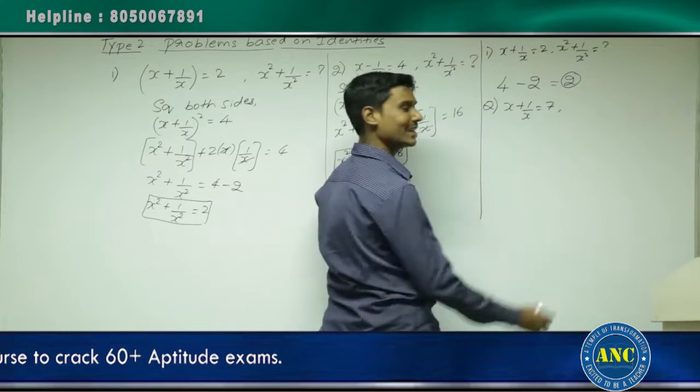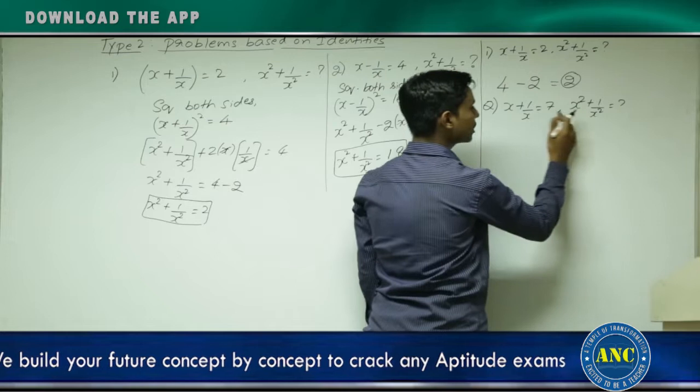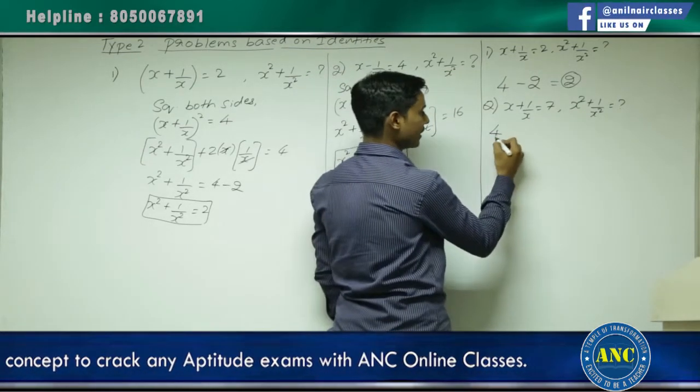x plus 1 by x is equal to 7. What should be the value of x square plus 1 by x square? Tell me the answer. x plus 1 by x is 7, right hand side is 7. Square it, you will get 49.